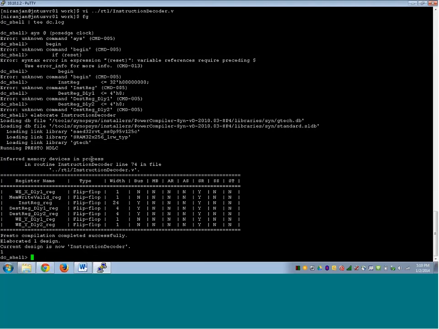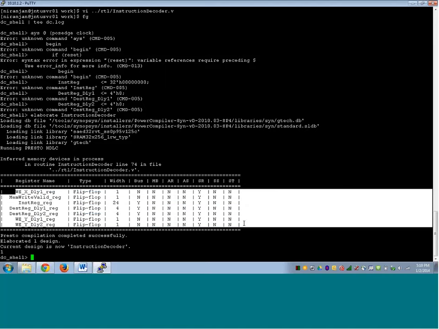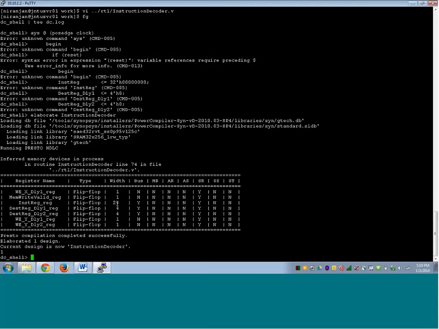What it tells us is that there was an always block, and it inferred memory devices in process. In routine instruction decoder, line, it gives the line number in this file. Routine is the module name, the file name is given, and now it tells us that it found so many registers. So we saw one always block, it is reporting with respect to that. It tells us the width of the register, whether it's a bus or not. If the width is more than one, the bus is yes, otherwise it's no. It tells us whether it has asynchronous reset, asynchronous set reset, or synchronous set or synchronous reset.